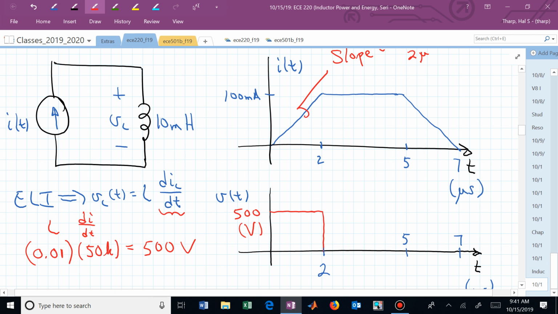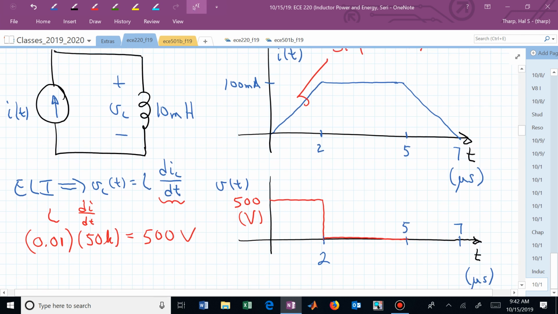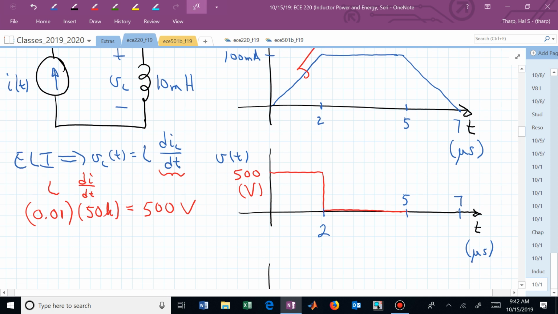What's the voltage from 2 to 5? There's no change in the current, and that's what's required to establish a voltage across the inductor. We are seeing no voltage dropped across that inductor between 2 and 5. And then what do we have between 5 and 7? Sort of the negative of that pulse that we had between 0 and 2. It's just the opposite slope, and now we can sketch that.